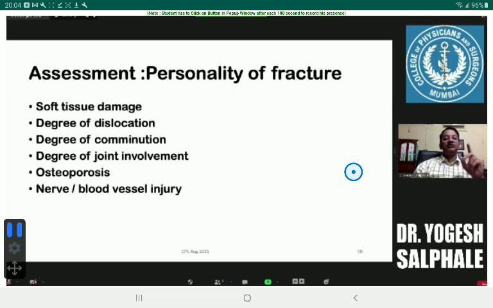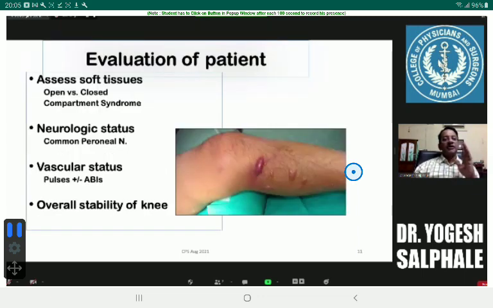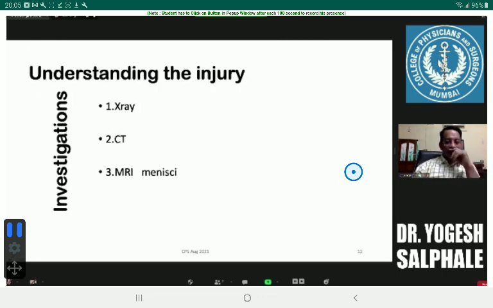You need to assess the personality of the fracture, such as soft tissue damage, degree of displacement, comminution, joint involvement, osteoporosis, and nerve and blood vessel injuries if there are any. Absolutely essential. Be very methodical when you have a patient with a proximal tibia fracture. We have to evaluate the patient in terms of soft tissues, neurologic status, vascular status, and the overall stability. You might come across patients with blisters like this, which indicates a deep insult to the soft tissue.